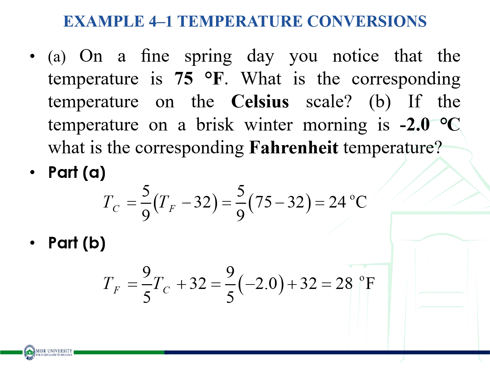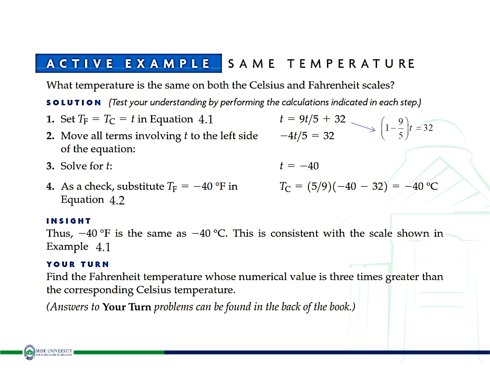Now for part B, we need to convert minus 2.0 degrees Celsius to Fahrenheit. The conversion formula here is Tf equals 9 divided by 5 times Tc plus 32. Plugging in minus 2.0 for Tc, we have Tf equals 9 divided by 5 times, minus 2.0, plus 32. This calculation yields 28 degrees Fahrenheit. Quite chilly, indeed. Let's tackle a classic problem.